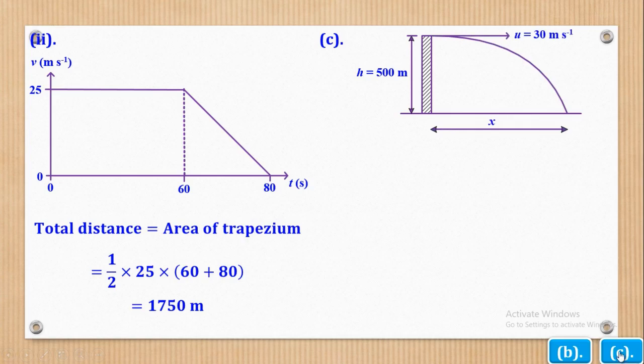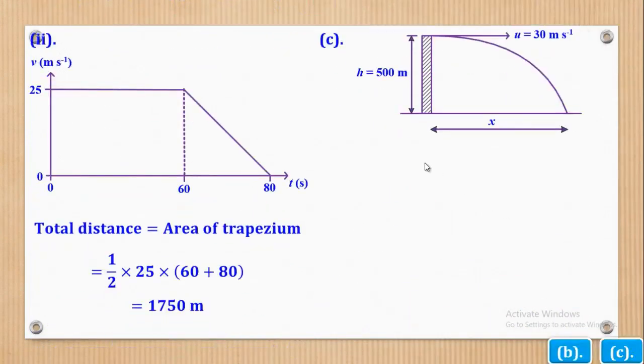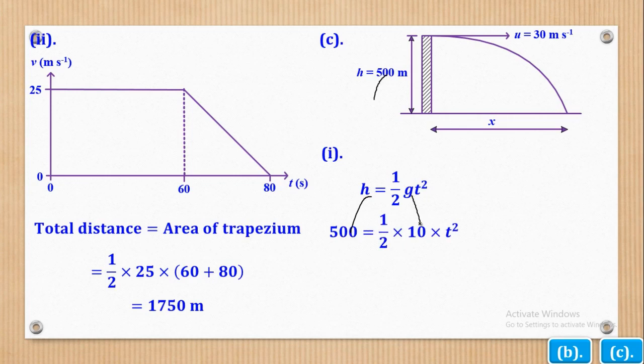The question wants the time taken before the body hits the ground. There we shall use the formula h is equal to a half g t squared, that is for vertical motion. I substitute for h and for g, which is constant, and remain with t as the only unknown. Simplify, divide through both sides by 5, then put square root on both sides to come up with t as 10 seconds. So that was Roman 1. What about Roman 2?